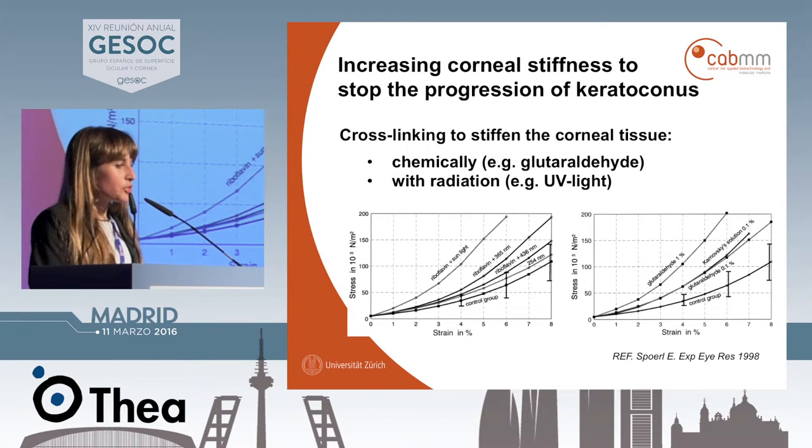So these graphs show the first tests to induce cross-links in the corneal stroma. And although we see a similar efficacy of chemical and radiation techniques, the UV light in combination with riboflavin has been proven to be the most versatile, as it can be dosed very locally limited, and also the penetration depth is very controlled.